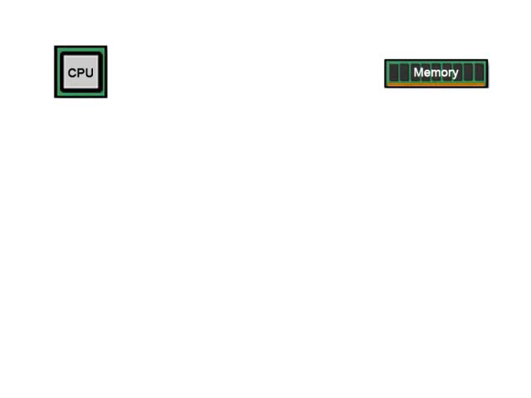Next, we're going to talk about memory, which is also known as RAM. Random access memory is normally measured in gigabytes. This device stores information temporarily for the CPU to process.